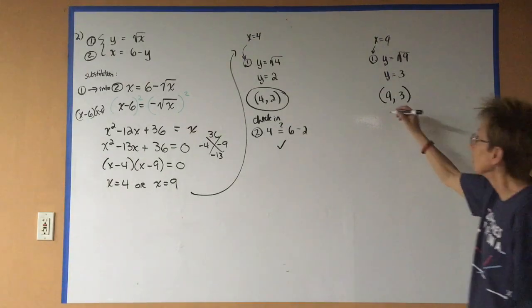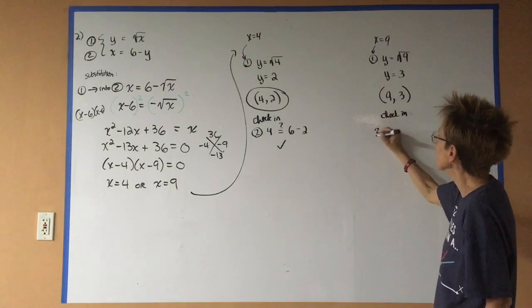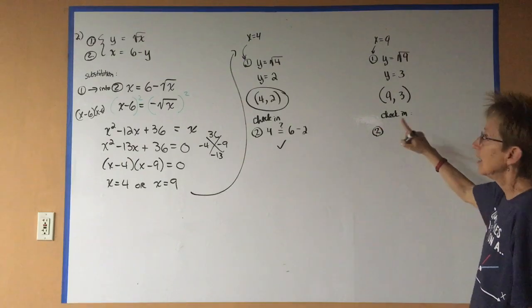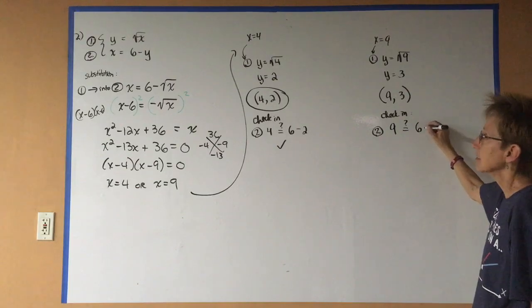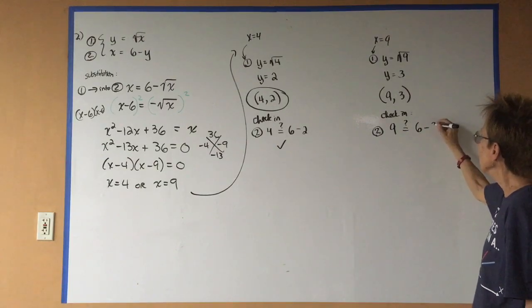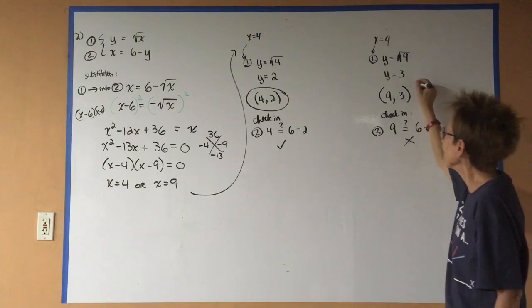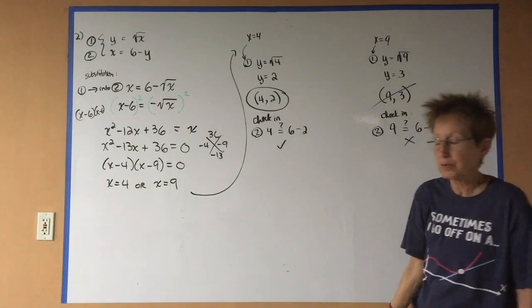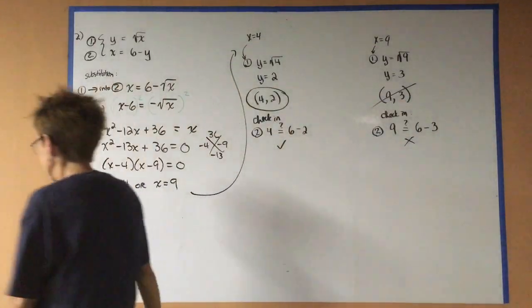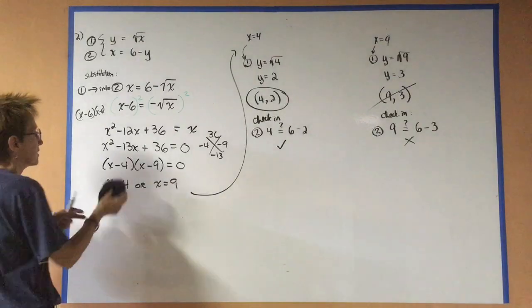So does it work? So you must check it in the other equation, which would be equation 2. X is 9. Does that equal 6 minus y, which is 3? Does that work? No way. So that one does not work. The only ordered pair where they intersect is 4, 2. So again, you have to check these. You often will introduce extraneous solutions.